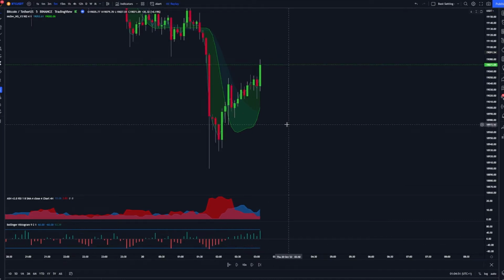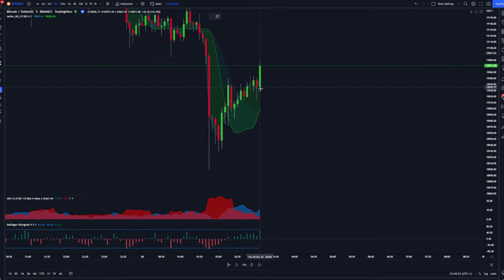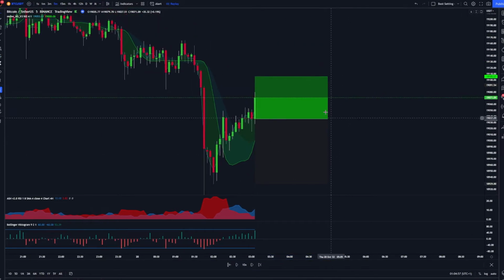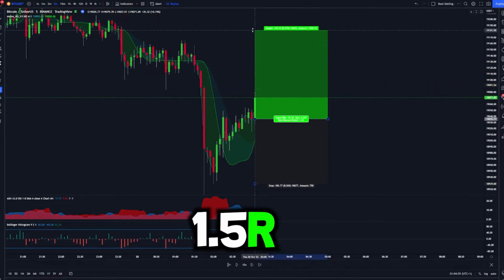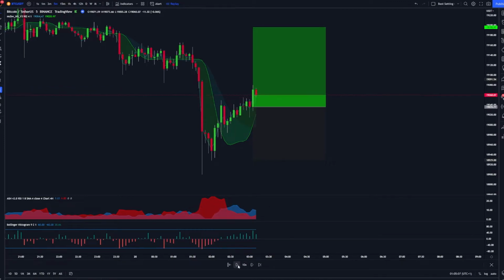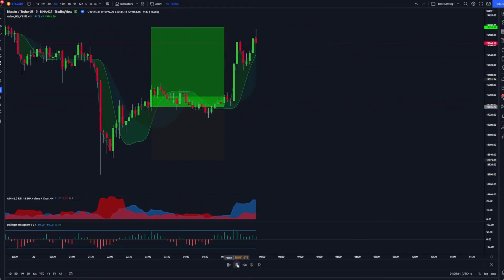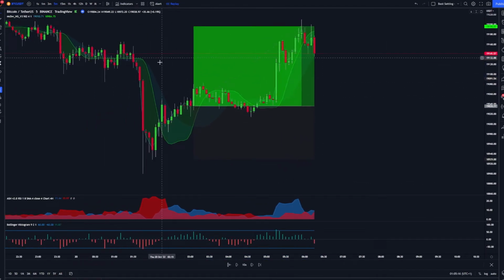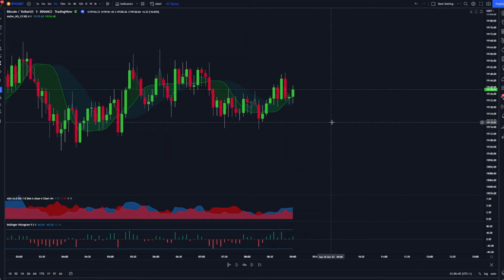Once all things are done, you want to make a long position just like this, with the stop loss on the swing low, targeting a 1.5 hour trade. Let's see how it turns out. So there we go. We just hit that 1.5 hour trade, and that was a successful trade. Let's try that one more time.